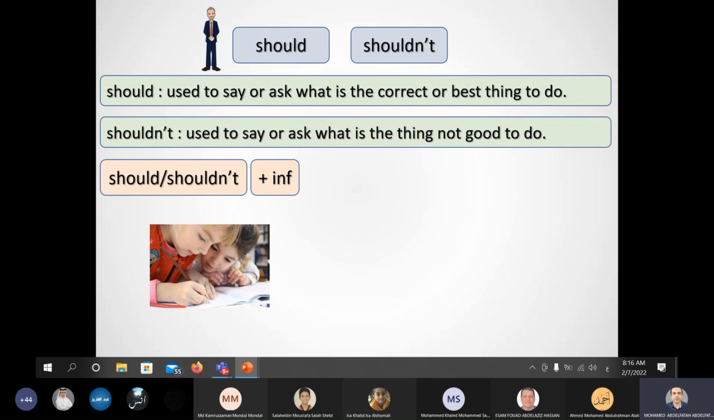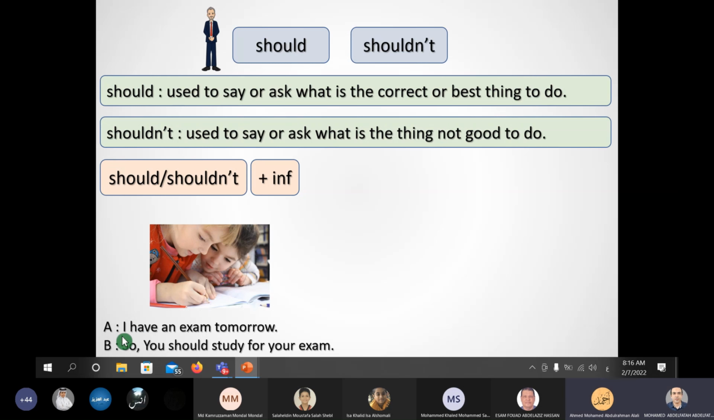So let's have an example. Look at this picture. We have got 2 students. They are doing their homework or they are studying. So this is a dialogue. Ahmed, if you are still there, you will act one of these students, okay? You will be A and I will be number B, okay? Let's have a dialogue.